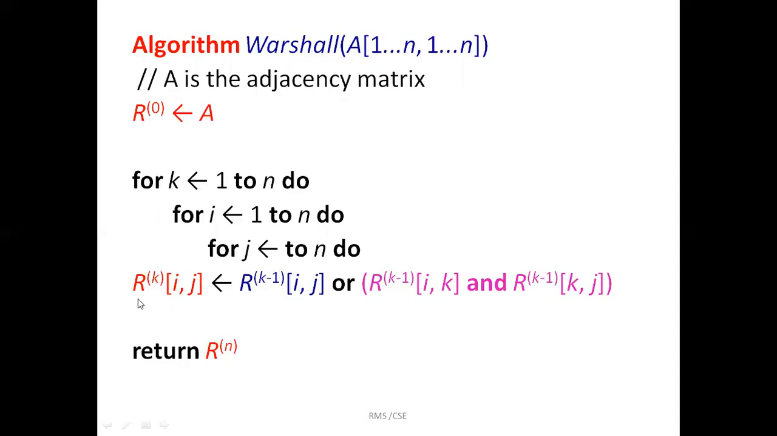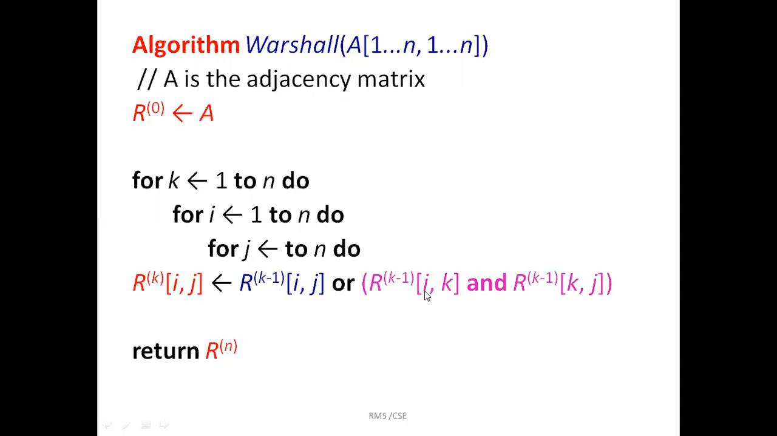So now we need to construct R^n by taking the help of R^(k-1) and generating R^k. To do this, we just need to check whether R^0 already contains an edge i,j as 1. If there is an edge, then it remains 1. But assume that there is no edge between i and j. Then I need to take the help of an intermediate vertex k.